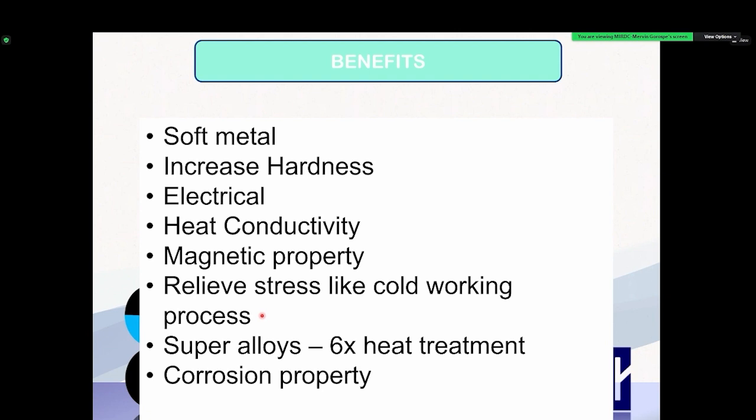Say for example na andun siya sa 65 HRC. Yun po yung hardness ng bakal, 65 HRC. Para mapunta siya doon sa 60, mapunta siya doon sa 55, i-temper po natin siya. Okay? So the higher the tempering temperature, say for example 500, mas lalambot po yung bakal natin. Okay? So mas marirelieve po yung stresses niya. Okay? Meron tayong tinatawag na super alloys which can be heat treated 6 times, no? Again, iba-iba pong process yung gagamitin.